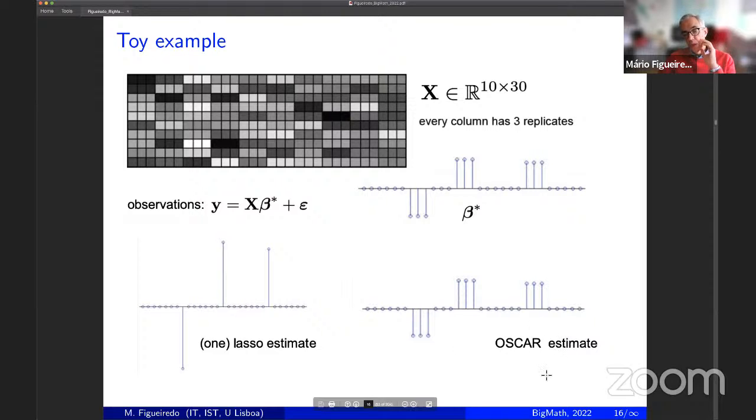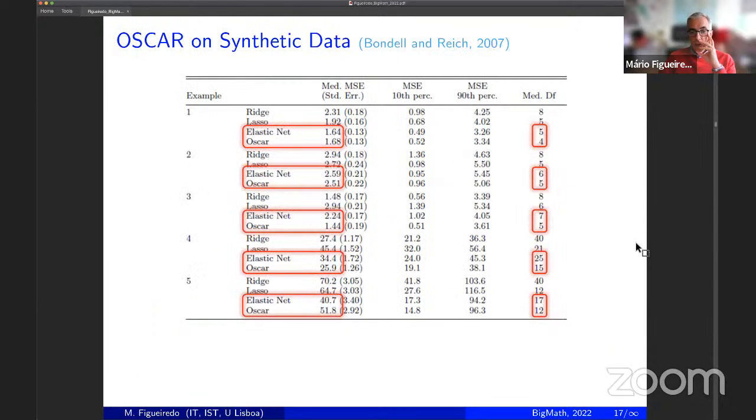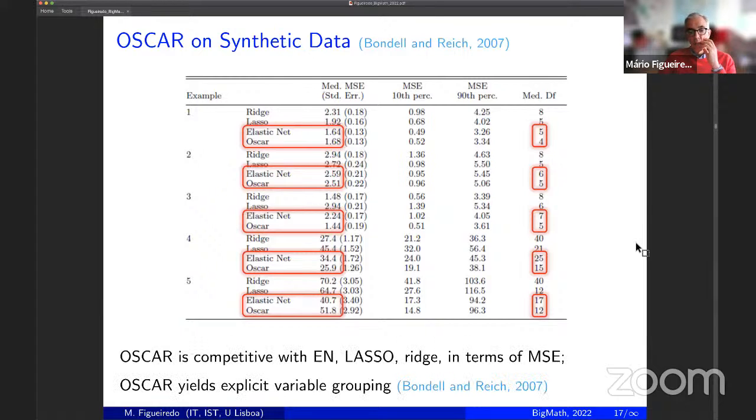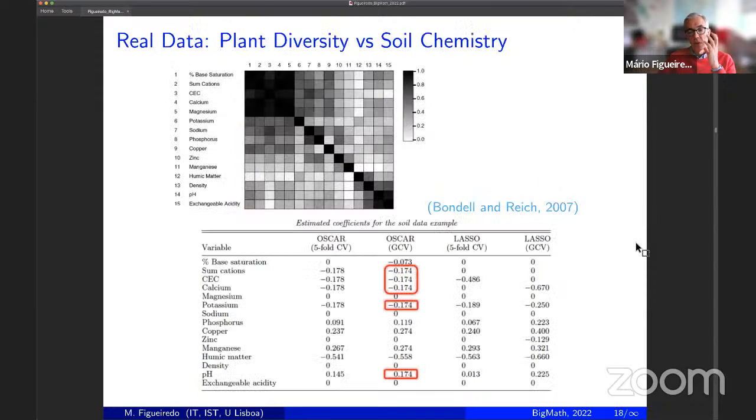Although Oscar will always, in the presence of these highly correlated variables, give you these solutions where the corresponding coefficients have exactly the same value. These are all results by Bondell and Reich, who proposed Oscar. I'm probably going to skip this.